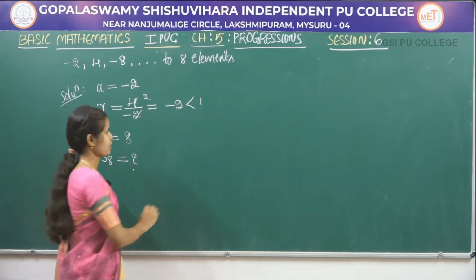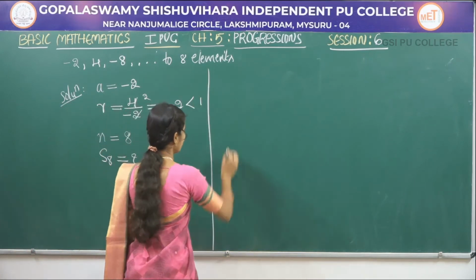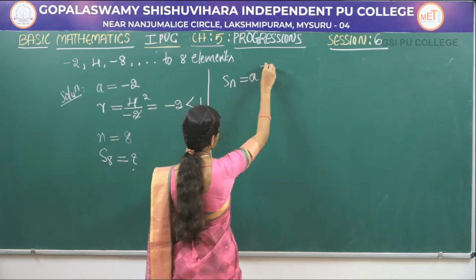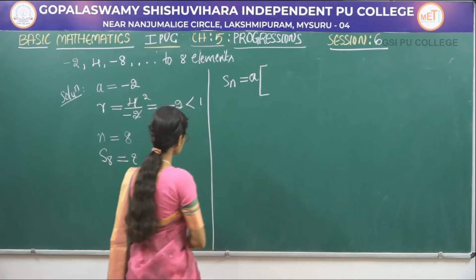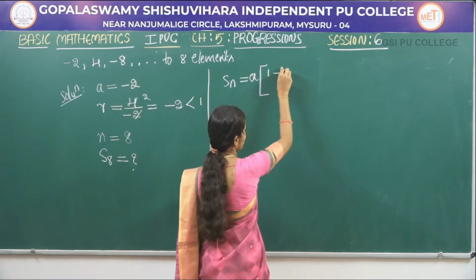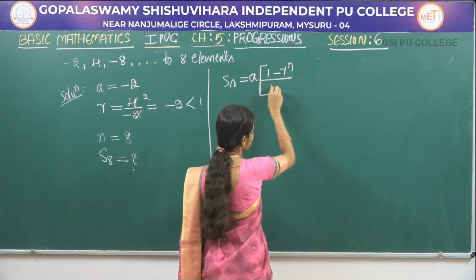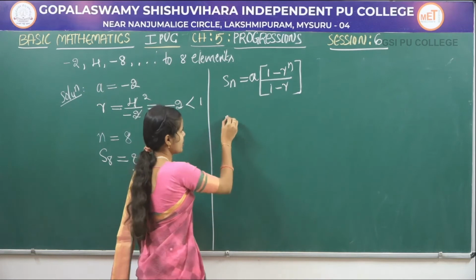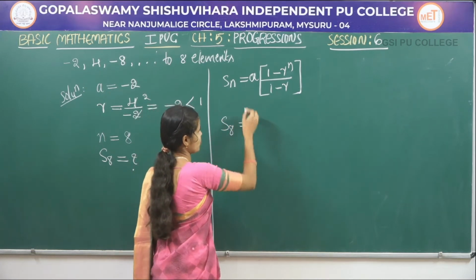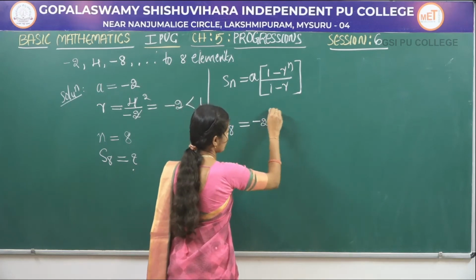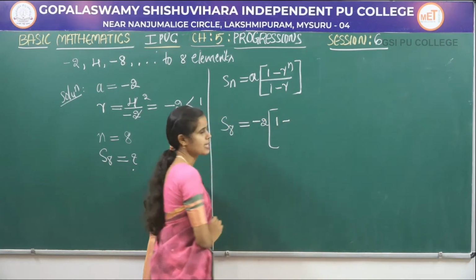So S8. Now consider the formula Sn. Sn is equal to a into, here r is less than 1, so therefore the formula is 1 minus r to the power of n divided by 1 minus r. So we want S8. So substitute here. a means -2 into 1 minus r.